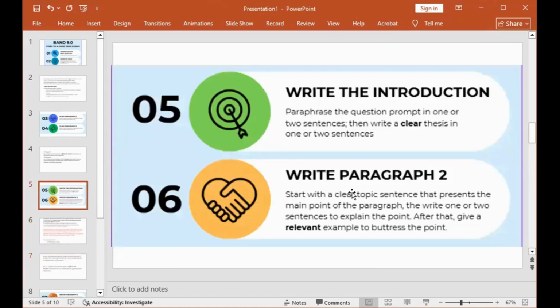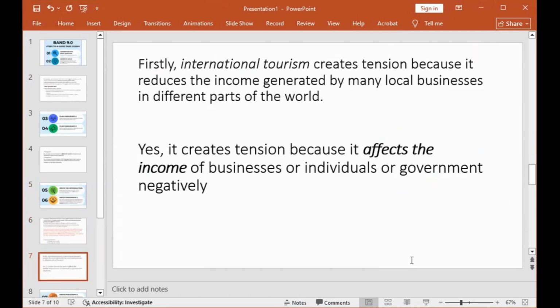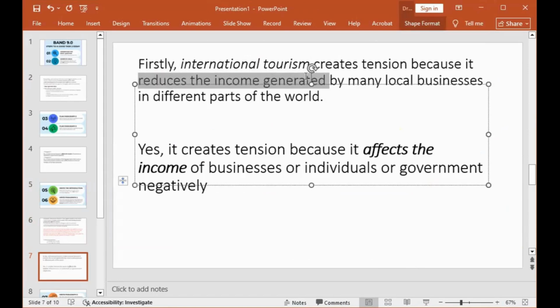Now, next duty is to explain. Where is it now? Write a clear topic sentence. I've done that. Number 2 is what? Write 1 or 2 sentences to explain. So if I want to explain this, what I'm going to be explaining is what? How does it reduce income generated? Explain. Describe how. So that's going to be my next sentence.